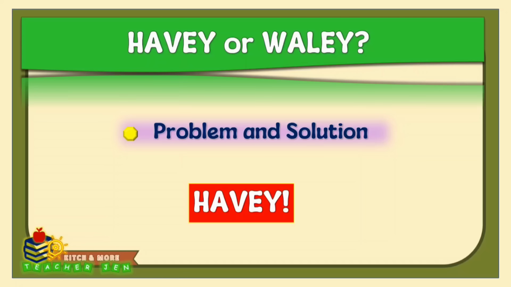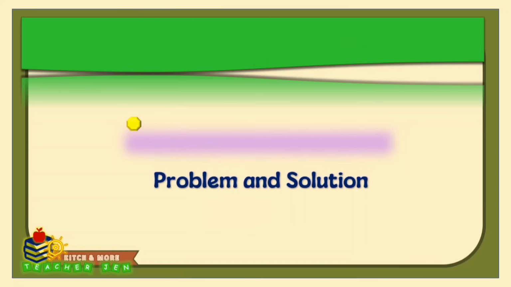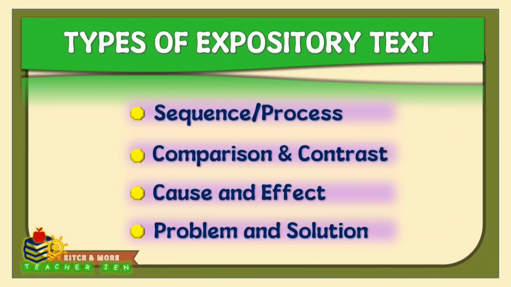So, we finally remember the types of expository text, namely sequence or process, comparison and contrast, cause and effect, and problem and solution. And we learned previously that each of these makes use of transition markers. Transition markers help connect ideas smoothly, making our writing more organized and easy to understand.